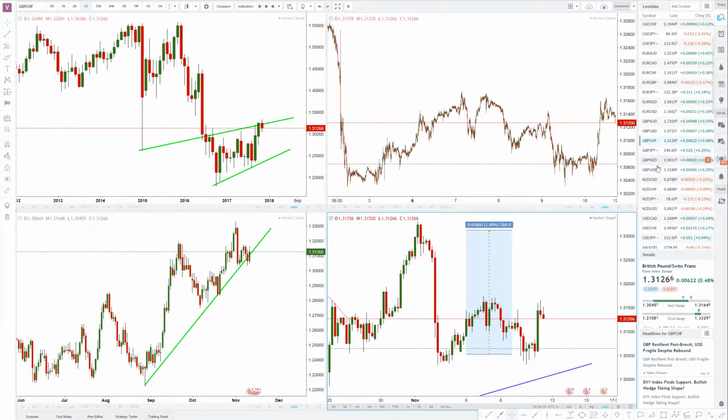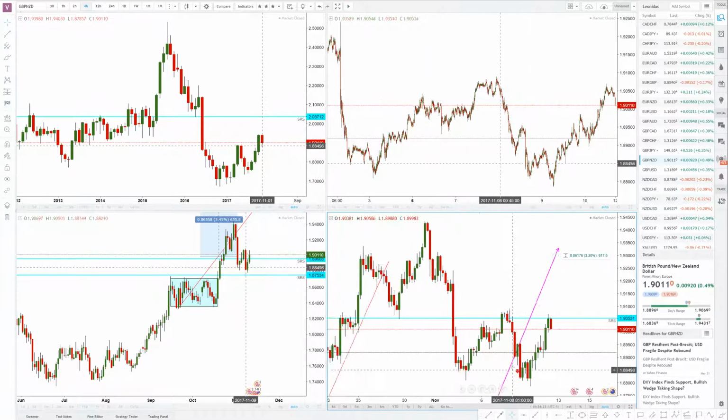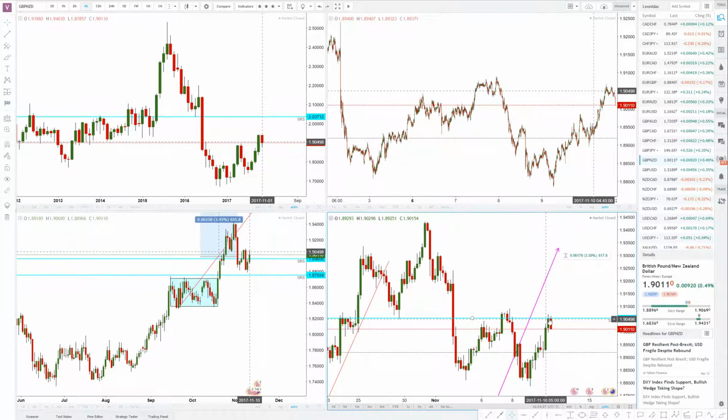British pound New Zealand. We said it was going to go up from the 5th here. It did go up, then it hit that SRS, pulled down. That was a good short, actually. Pulled down, now it's pulling back up, and kind of flat for the week.